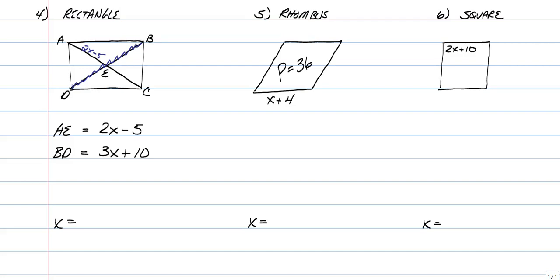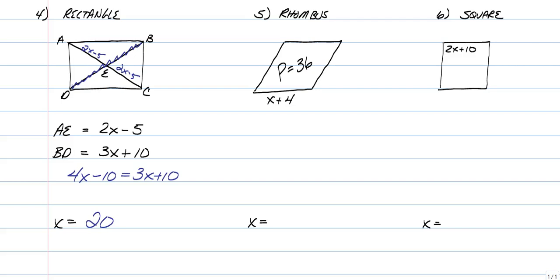With rectangles, if you know your properties, the diagonals are congruent. So all you need to do is multiply AE by 2, or you can just say you have another one. Add the two mini diagonals and set it equal to the big one. So if we multiplied AE by 2, we would have 4x minus 10, and that would be equal to 3x plus 10, and we would end up with x is equal to 20. Okay? So again, most important part is to know your properties, then set up an appropriate equation based on them.